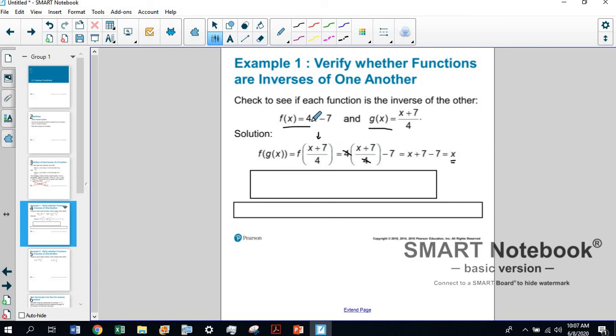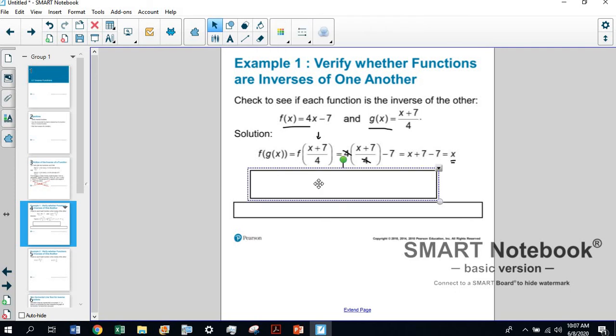Basically, look at what's happening here. Here you multiply by 4, then you subtract 7. Here you add 7, divide by 4. They are opposites in the opposite order, and so it makes sense that they undo each other, which is what inverse functions kind of, you can think of it like that, as they kind of undo one another.